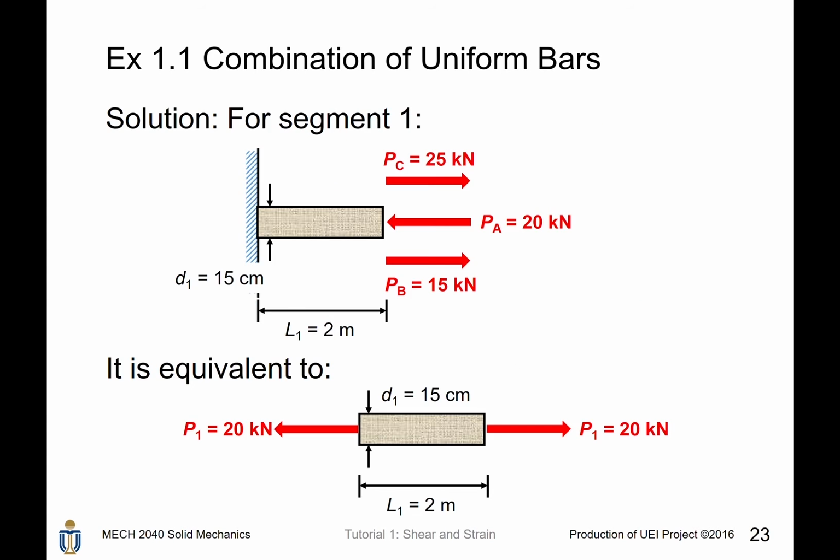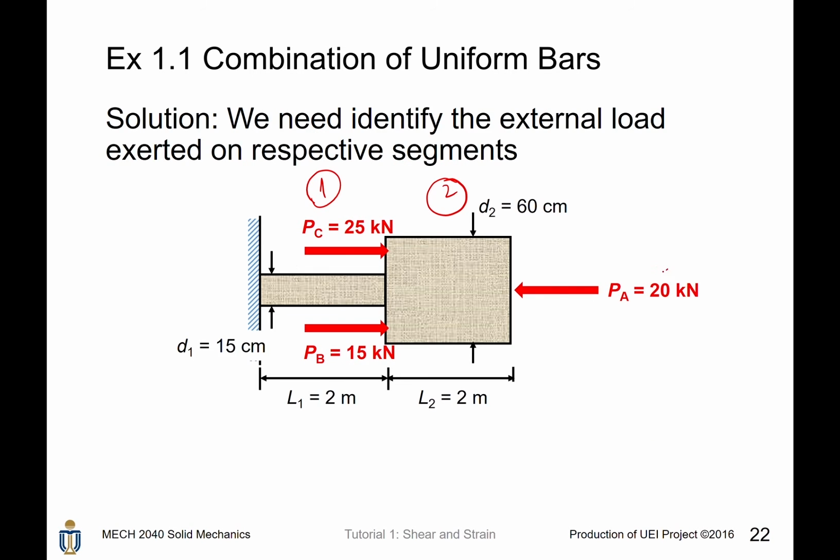For segment 1, as you can see, there is a P_A of 20 kN transferred here. And also, since those two pieces are stuck together, if P_C is exerted on segment 2, then segment 2 will also pull this surface to the right-hand side.